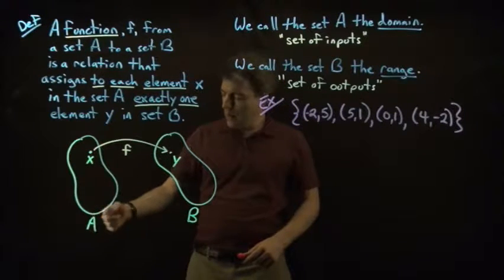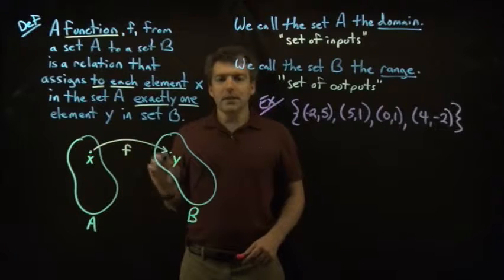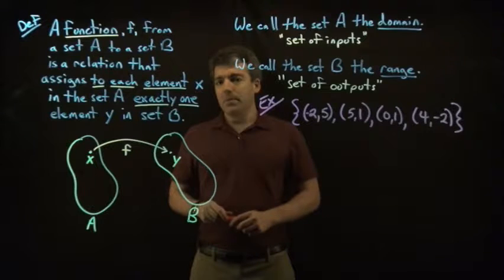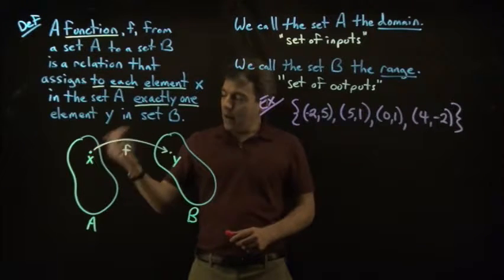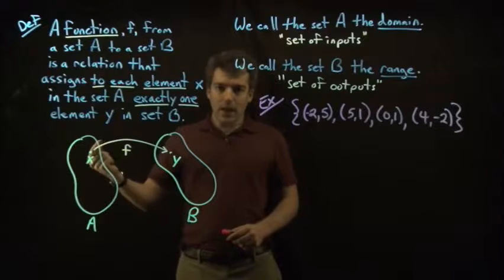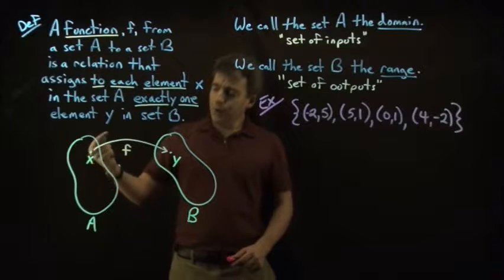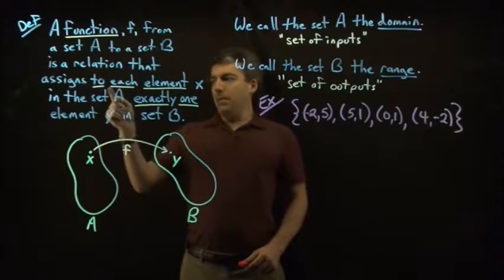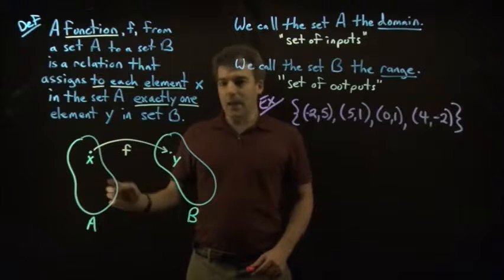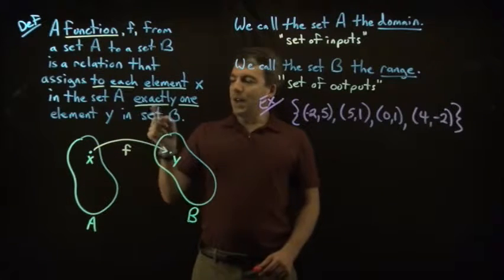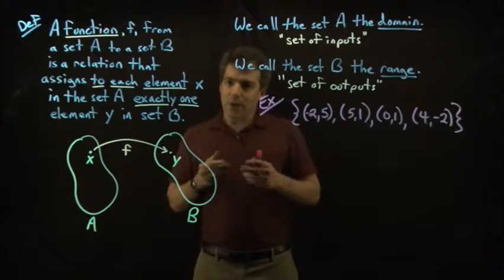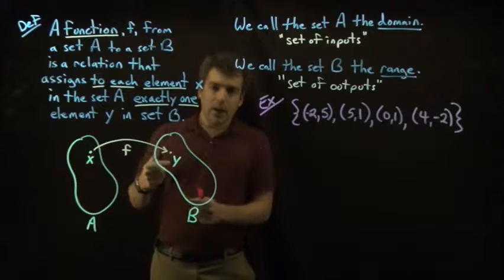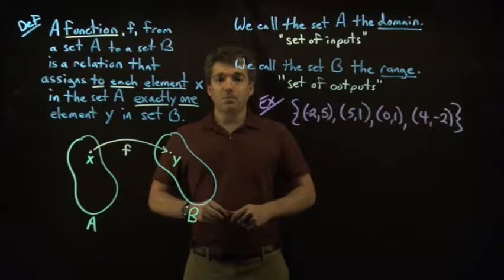We have a set A, and we have elements in the set A. Let's say one of them is x. The function f acts like an arrow, pointing from the element in A to its pair in the set B. Now, that said, all the elements in A get assigned, and they're assigned to exactly one element in B. So you would never see, say, this x going to two elements in the set B. That's the main restriction on a function.